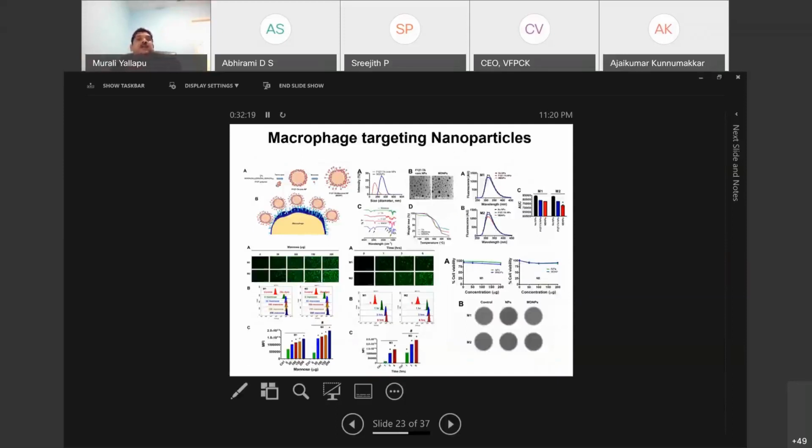Here is another example showing that if you use simple targeting of macrophages with our nanoparticle, they can facilitate tumor targeted delivery, because many TAMs, or tumor associated macrophages, exist within the tumor microenvironment. That is another way that we can efficiently deliver the therapeutic agents using nanotechnology.